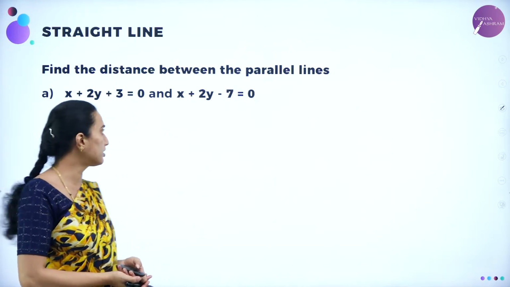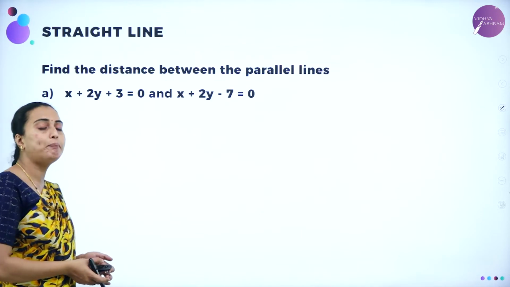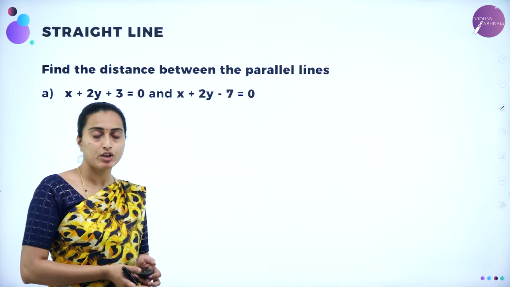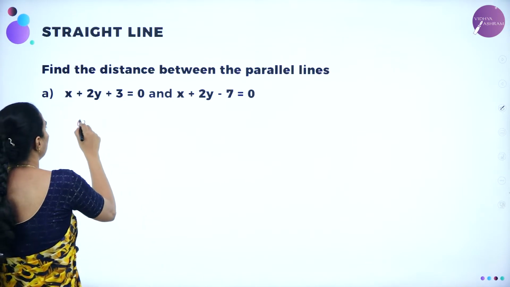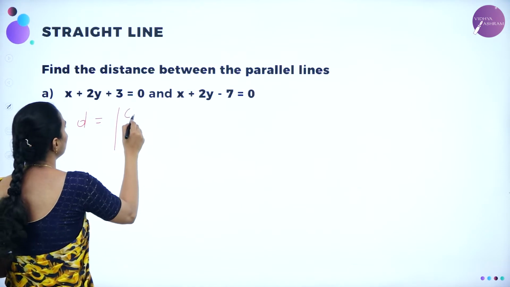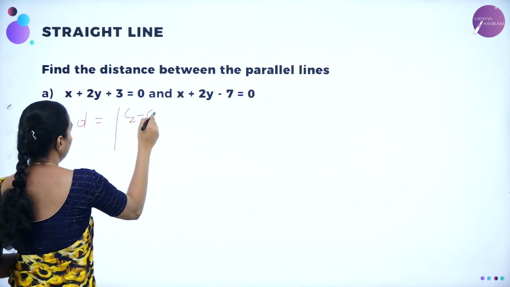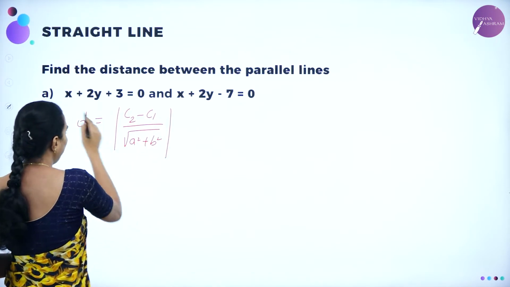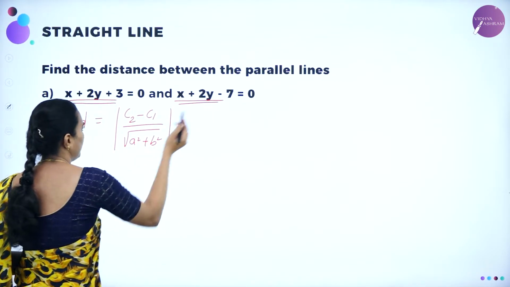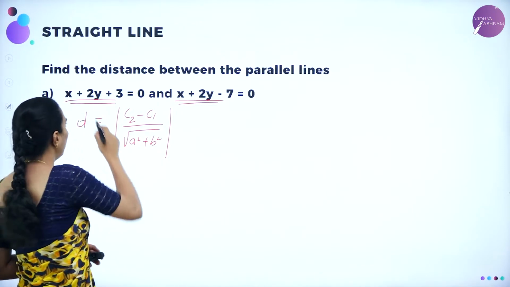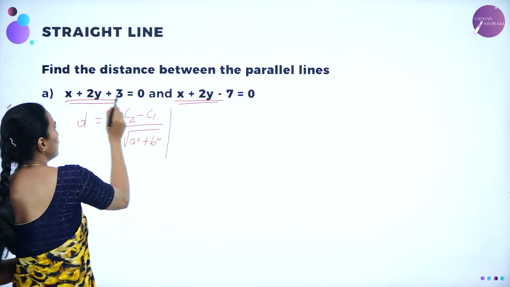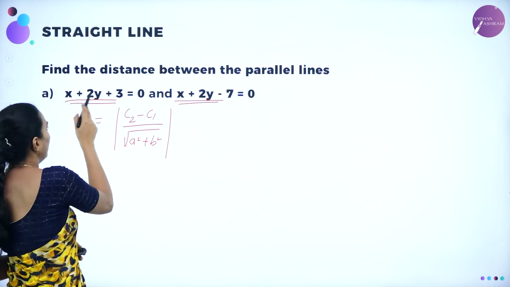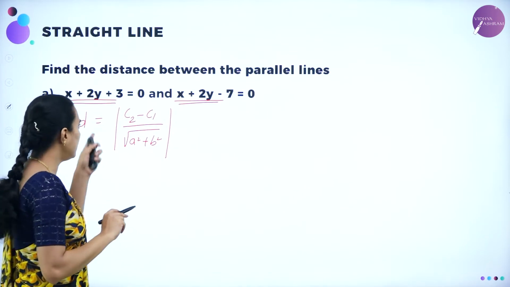What they've asked is: find the distance between the parallel lines. Now what is the parallel line distance formula given by? You know already, d will be equal to the modulus of C2 minus C1 divided by the square root of A squared plus B squared. Now compare these two equations, dears. The coefficients of x and y must be the same. See, the coefficient of x is 1 and the coefficient of y is 2 here, and again here the coefficient of x is 1 and the coefficient of y is 2. Now C will be different.